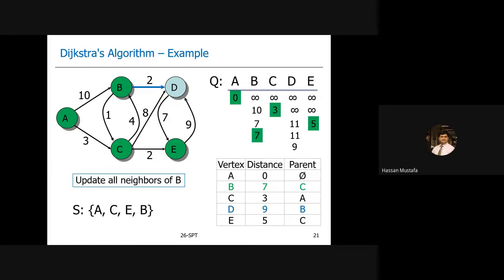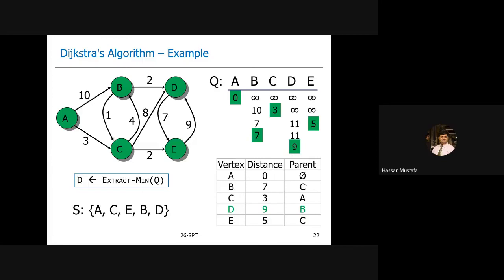Now the last node in the queue is D. We just extract that node, and all the neighboring nodes are already processed, so we would not do anything for node D. After this, the queue is empty. We have already extracted all the vertices from the queue, so the while loop of the algorithm terminates.